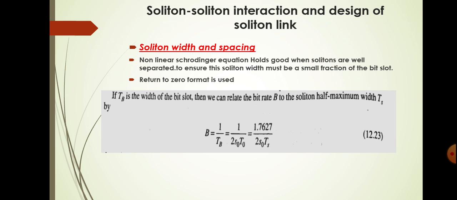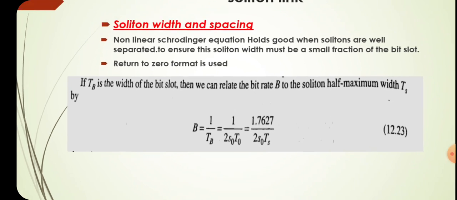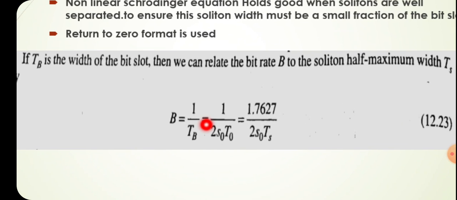In order to formulate an equation corresponding to the interaction between the solitons, let us see. If TB is the width of a bit slot, then we can relate the bit rate capital B to the soliton half maximum width TS, and that relationship is given by B equal to 1 by TB, and in this case TB can be replaced by TB equal to 2S0 into T0. So we write the equation B equal to 1 by 2S0 into T0, that will be equal to 1.7627 divided by 2S0 into TS.